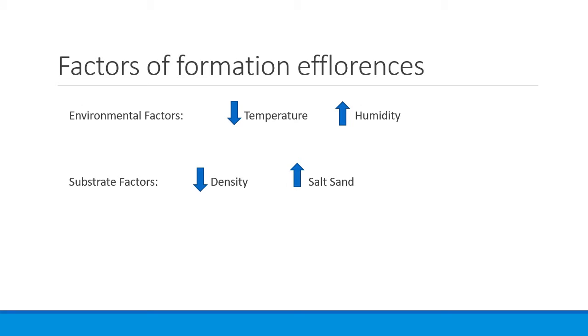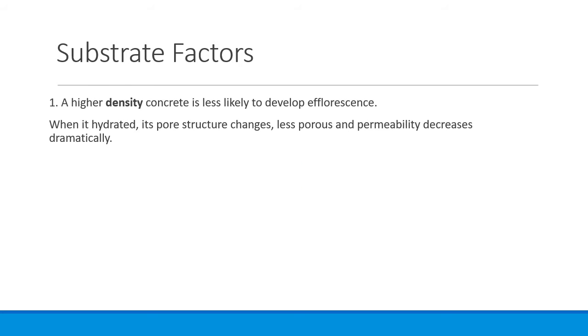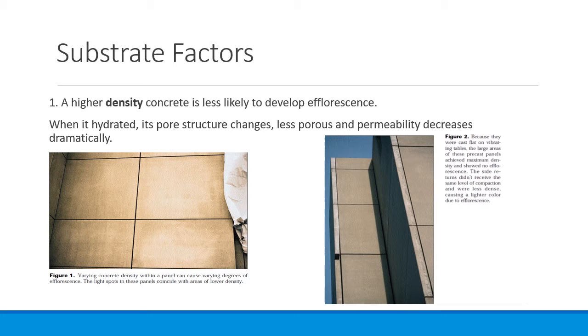Efflorescence can be explained by two main factors: environmental factors and substrate factors. Environmental factors are most common in the damp rainy months, when lower temperature and slower evaporation rate, with high humidity, allow greater migration of calcium hydroxide to the surface. Substrate factors, such as a low density, very porous wall, or using high salt content sands, also increase the risk of efflorescence. A higher density concrete is less likely to develop efflorescence. When it hydrates, its porous structure changes, becomes less porous, and permeability decreases dramatically.